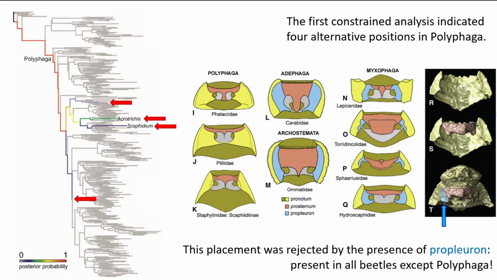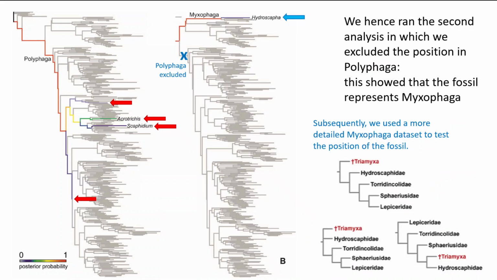So what I did in the second step, I actually constrained Polyphaga to be monophyletic. That means that the fossil cannot go inside during the search. And in this case, you can see that we got one very strongly supported placement, again in the beetle lineage called Myxophaga, and again close to the beetle called Hydroscapha.